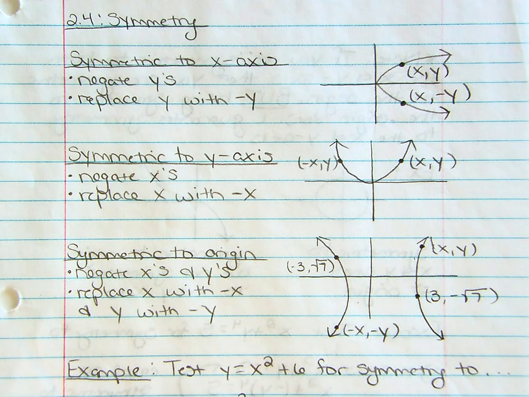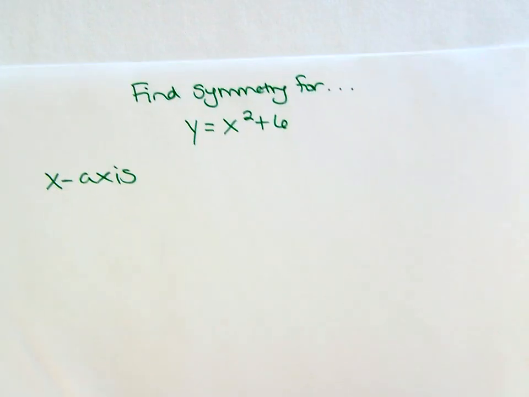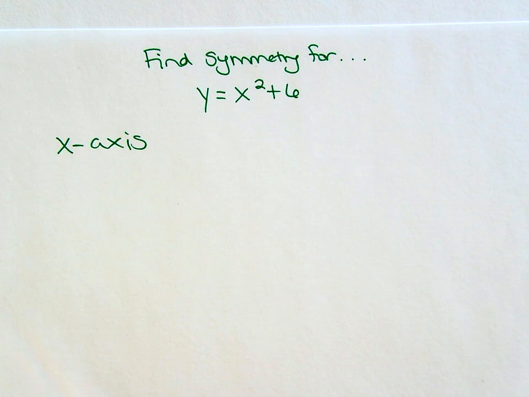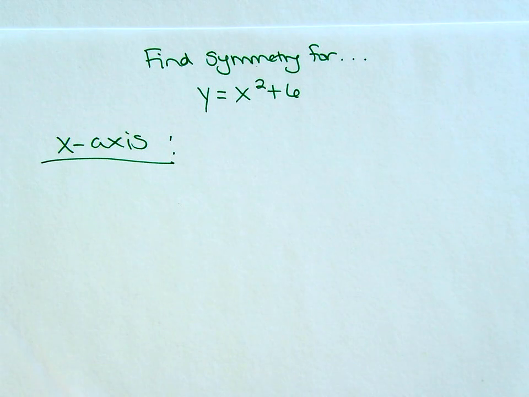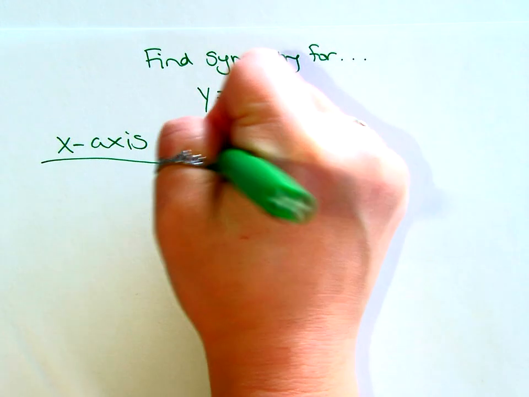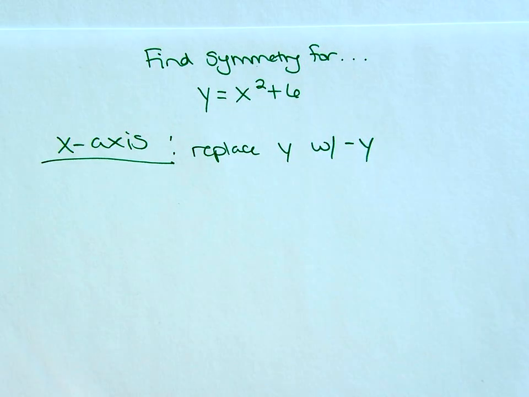Okay. So we're going to test the symmetry for an equation. Find the symmetry for y equals x squared plus 6. And we're going to have to test it three different times because we need to test if it's symmetric to the x-axis, to the y-axis, or to the origin. So if we are testing if it's symmetric to the x-axis, that's where we replace y with negative y. And then we're going to work through it and see if we get the same equation.